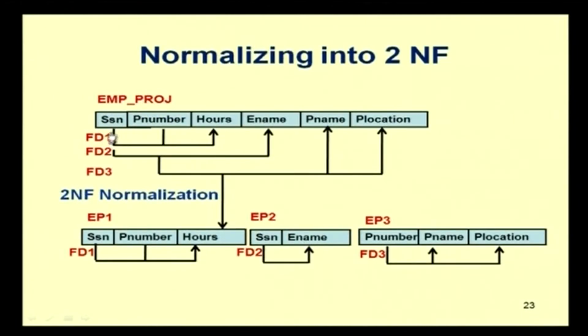You have an employee project and these are the functional dependencies. SSN, P number determines the hours, that is FD1. Then SSN determines E name, that is the second functional dependency. Then P number determines P name and P location, that is the third functional dependency. Here we can split this into SSN, P number, hours as the first table, SSN, E name as the second table, and P number, P name and P location as the third table, instead of having it as a single table, because of the functional dependency properties. That is the second normal form.